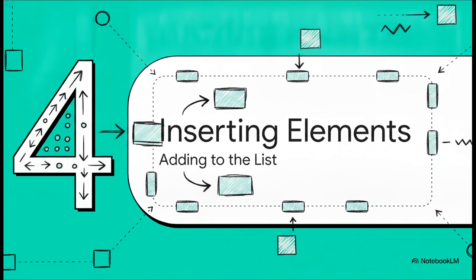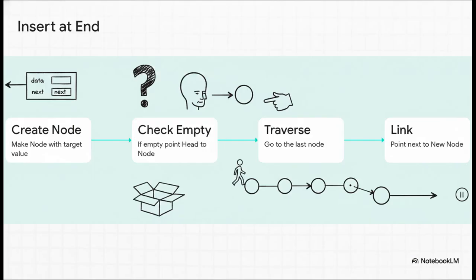Which brings us to Section 4, inserting elements. Let's step through the algorithm for inserting a node at the very end of the list. First, you dynamically create a new node. Let's say it has a target integer value of 42. Second, if the list is empty, your head pointer just points directly to this new node. Done.